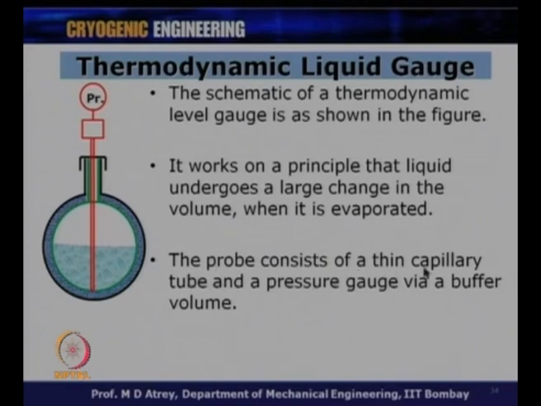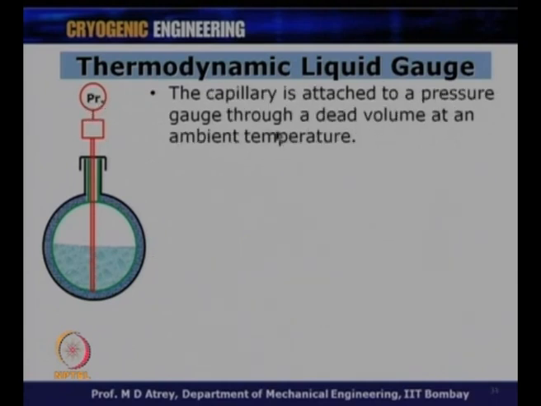The probe consists of a thin capillary tube, which is hollow, and a pressure gauge via a buffer volume. So you have a buffer volume connected to a capillary tube, and at the top you have a pressure gauge. The capillary is attached to the pressure gauge through a dead volume at ambient temperature.